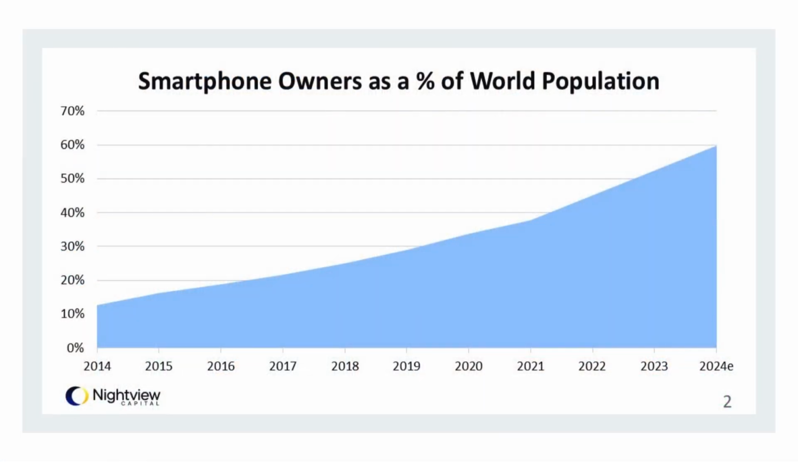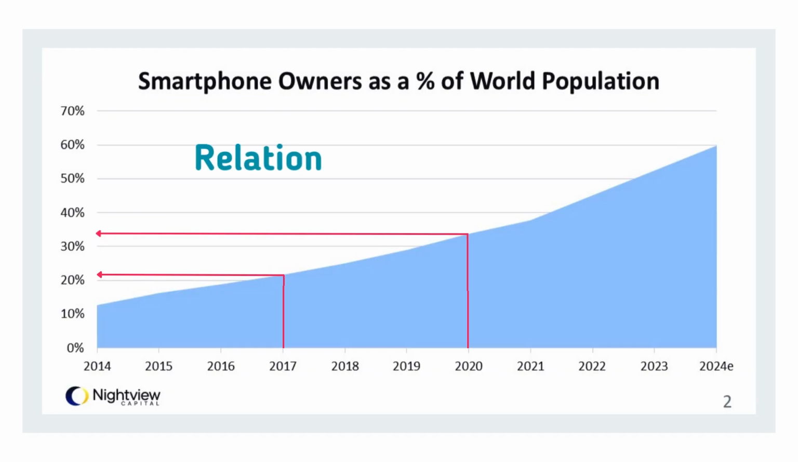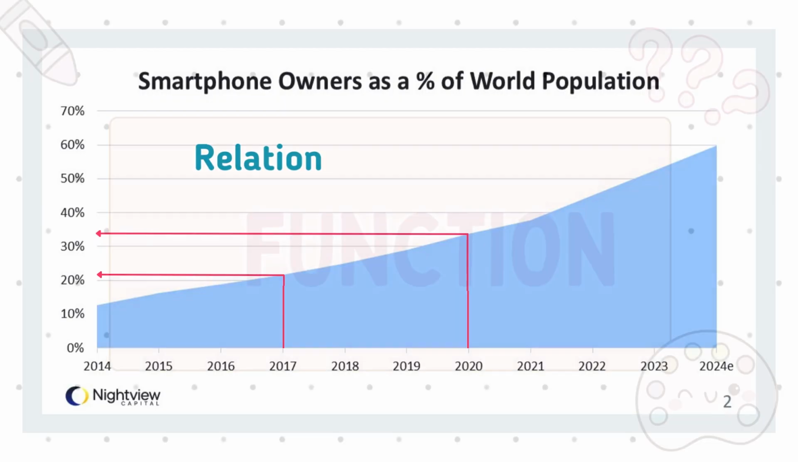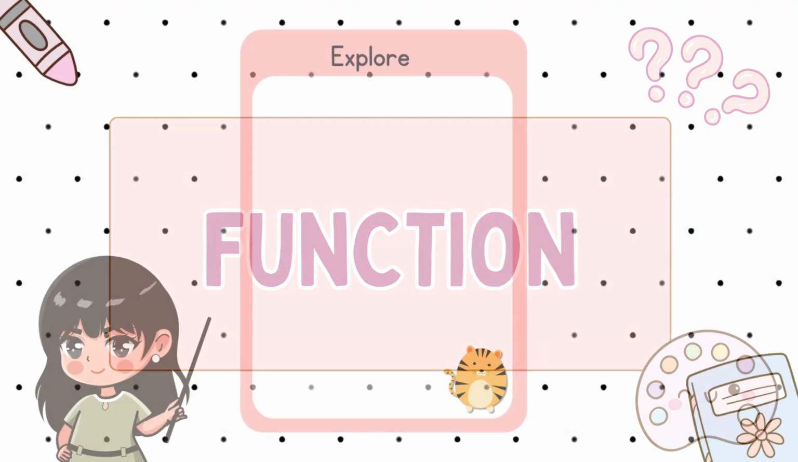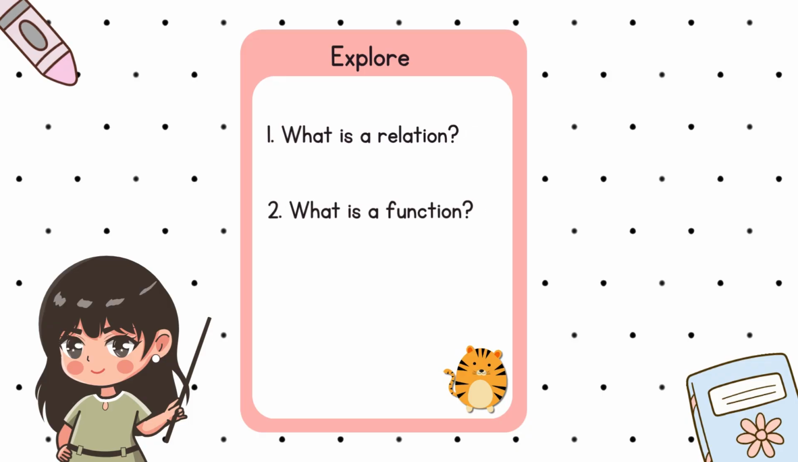As we watch this curve climb, take note. For each year on the horizontal axis, there is exactly one corresponding smartphone adoption percentage on the vertical axis. This pairing of year to adoption percentage forms a relation, and in this case, it behaves like a function. In this video, we'll explore what it means for a relation to be a function, and how to determine whether a given relation represents a function.